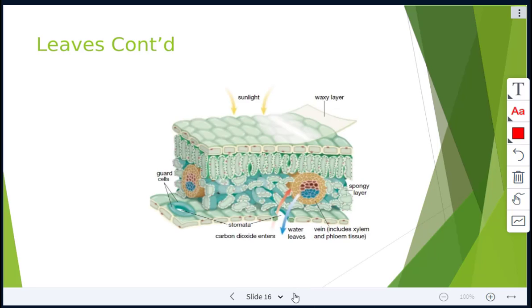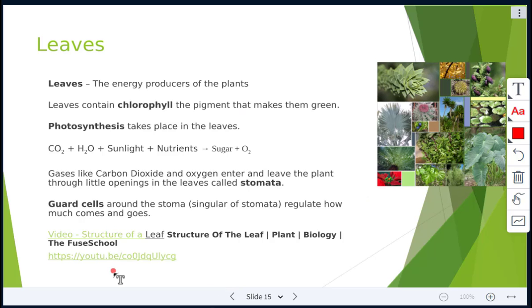And I did have a diagram here of a leaf. All right, so here would be the top layer of the leaf, and underneath the leaf, here are those tiny openings called the stomata, and then these structures surrounding that stomata are the guard cells. Carbon dioxide can enter through those holes, and oxygen is able to leave through those holes as well. But at the same time, we have water leaving as well. And we'll talk about that in a second.